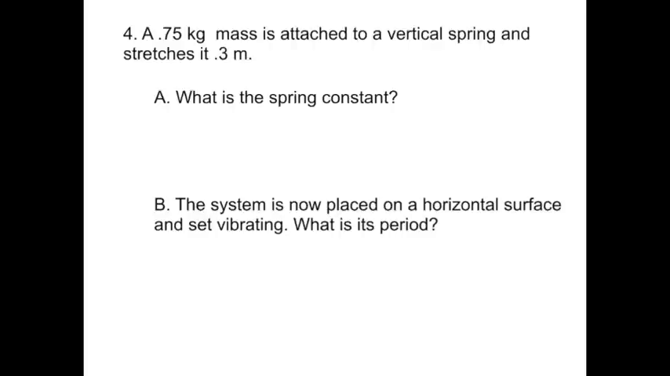Finally, we have number 4. A 0.75 kilogram mass is attached to a vertical spring and stretches it 0.3 meters. A, what is the spring constant? Okay, so we know that k is measured in newtons per meter. We know that the spring was stretched by a 0.75 kilogram mass. That would be 7.5 newtons. And then meters, we have 0.3. That's how far it stretches. Now I'm dividing, and I get that the spring constant is about 25 newtons per meter.